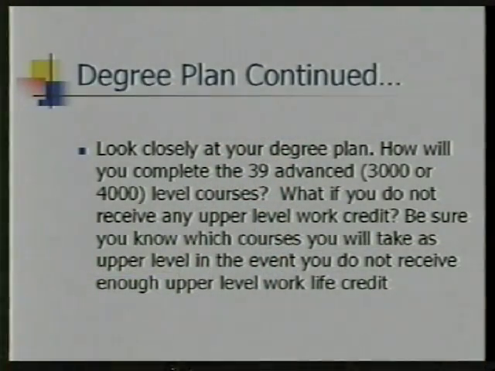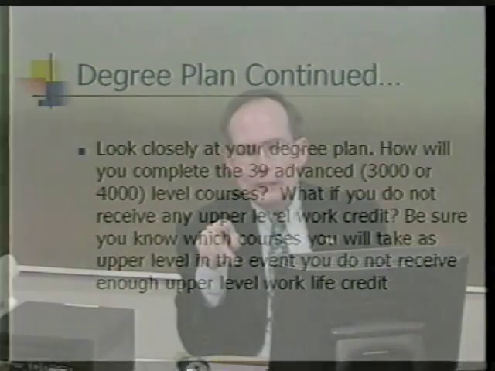I want you to look at how you will complete the 39 advanced, 3,000 or 4,000 level hours in the degree plan. How are you going to complete them? You have 39 advanced hours. How are you going to complete those hours in the advanced area? Well, I've got 18 hours advanced in the professional development. The OCED 4350 is 3. The OCED 4360 and 4361 are 6 more hours. Well, what's going to happen about those others?